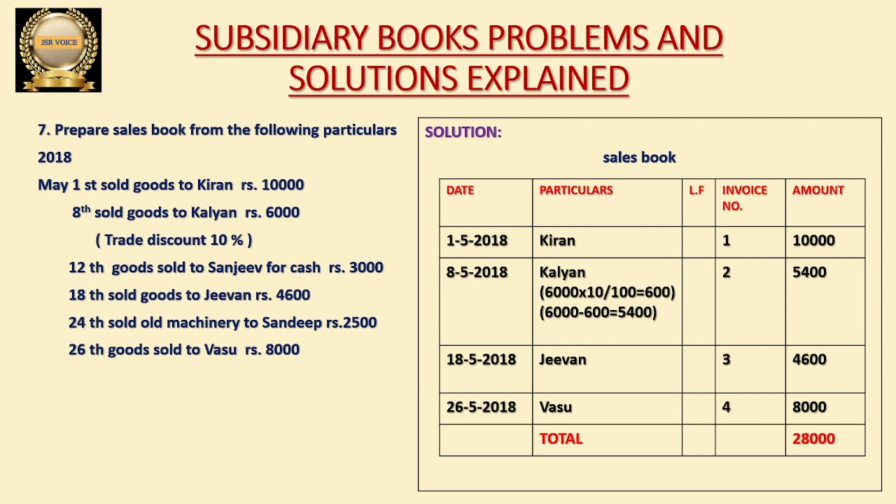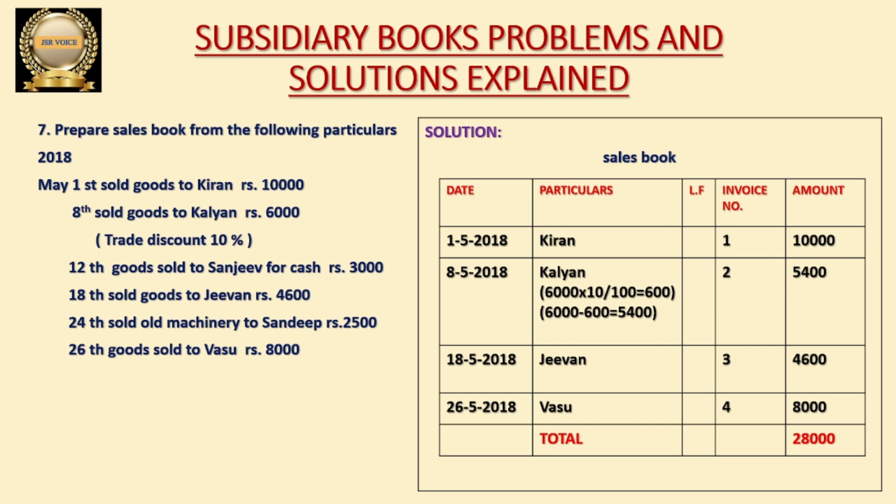Look into the sales book, right side in the solution, date column 8-5-2018. In particulars column, the name of the party should be recorded, Kalyan. Under that we have to calculate trade discount because it is given in the question. That is 10%. So under Kalyan, take amount 6,000 into 10 by 100 is equal to 600. That is trade discount. That 600 should be deducted from total amount 6,000. 6,000 minus 600, you will get 5,400. That will be recorded in the amount column. You can see amount column 5,400. Invoice number is 2.